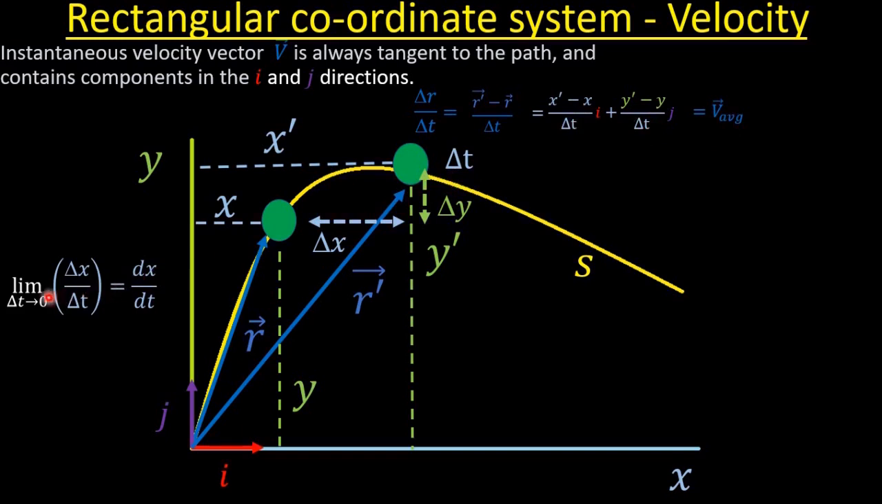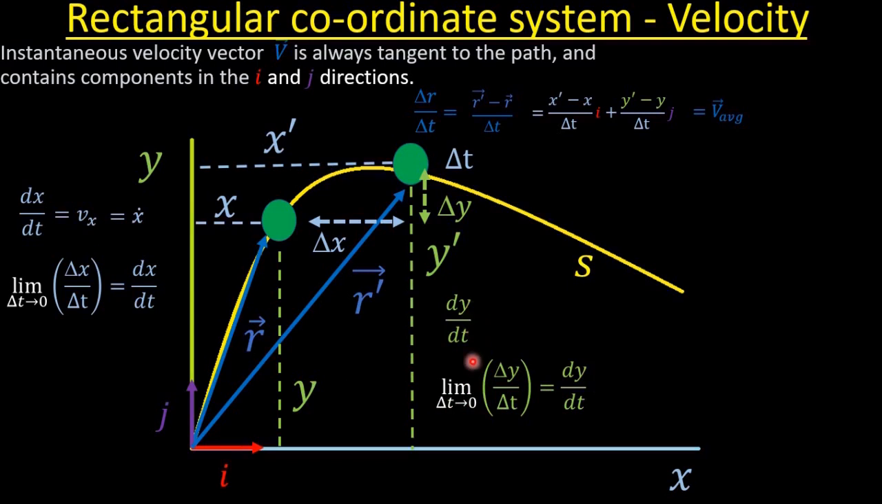So if we take the limit as delta t approaches 0 for delta x by delta t, remember delta x was just x prime minus x, we get dx/dt, and we can write dx/dt as vx, or we can write that as x dot. Do the same thing for delta y, so we take the limit as delta t approaches 0 for delta y by delta t, we get dy/dt, where we can rewrite dy/dt as vy and as y dot.